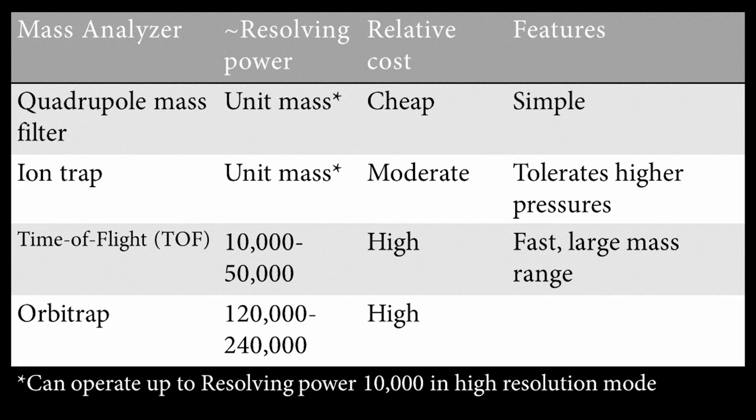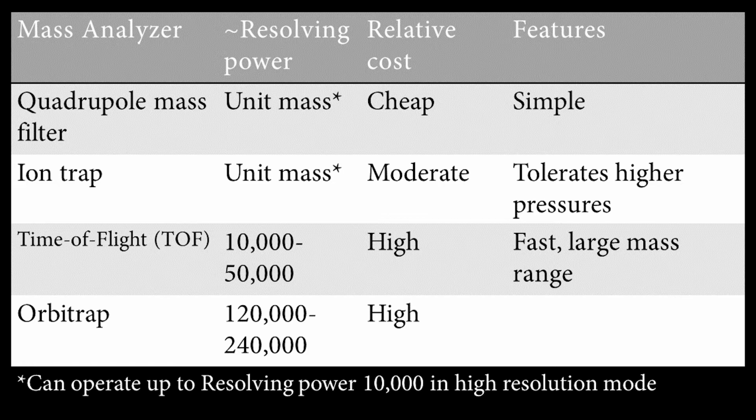The main feature it's going to be used for in forensic science is the fact that it tolerates higher pressures. You can use it at higher pressures. You don't need as much of a vacuum system, and that means you need smaller electronics, less bulky stuff, and that means you can build instruments that you can take out into the field and use in the field.